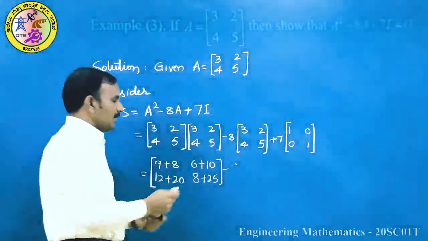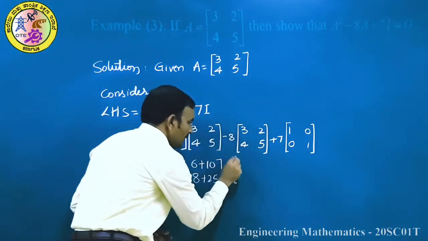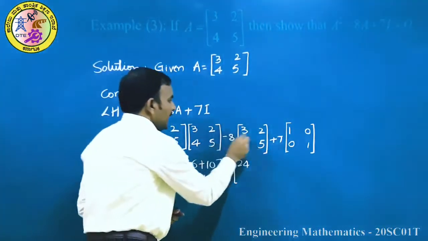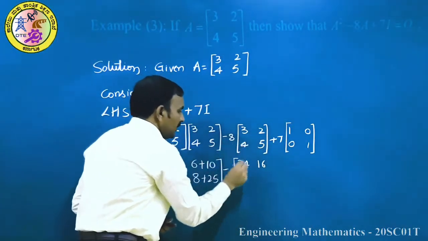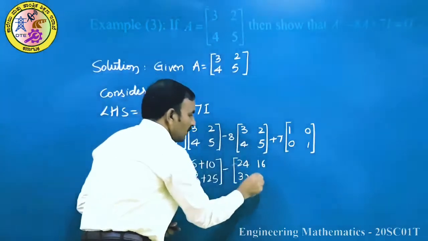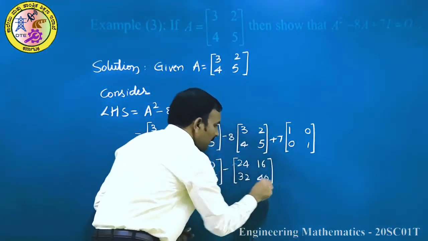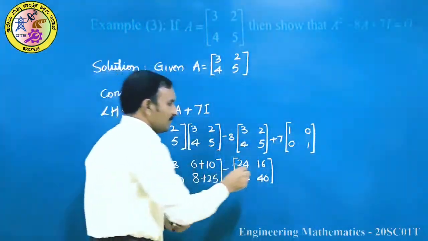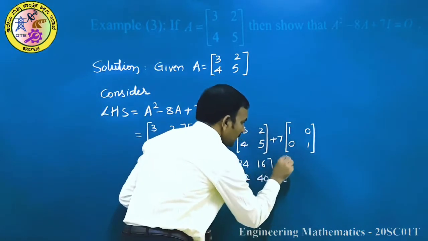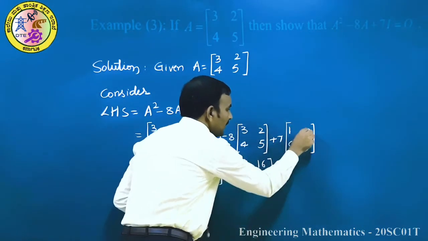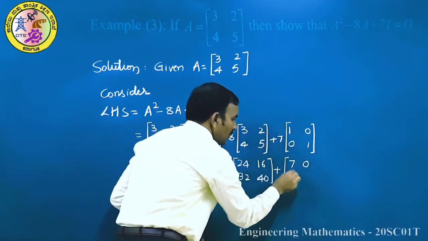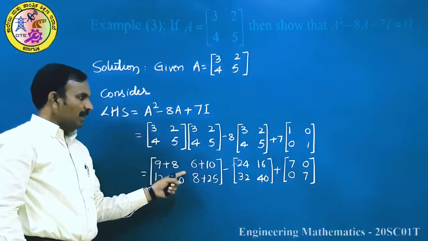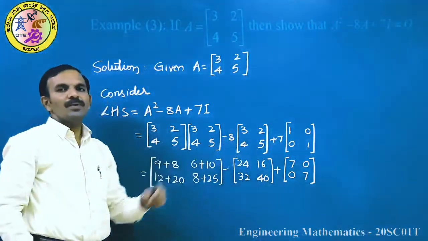Minus 8 into matrix A, that is 8 into 3 is 24, 8 into 2 is 16, 8 into 4 is 32, 8 into 5 is 40. You have to multiply all elements by 8. Next, 7 into I: 7 into 1 is 7, 7 into 0 is 0, 7 into 0 is 0, 7 into 1 is 7. Now we have the A into A value, the 8 into A value, and the 7 into I value.